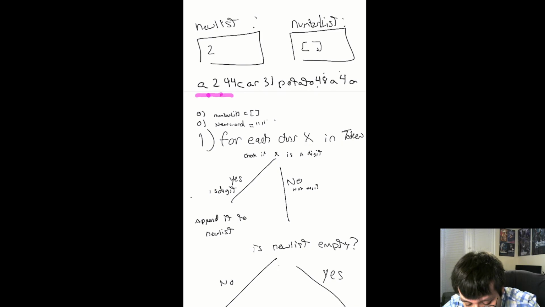All right, we see the 4 now. So okay, is X a digit? Yes, it's a digit. Okay, append to new list. So append is going to just put it in there. Okay, cool. Keep going. I think you get the idea now. So we look at another 4.